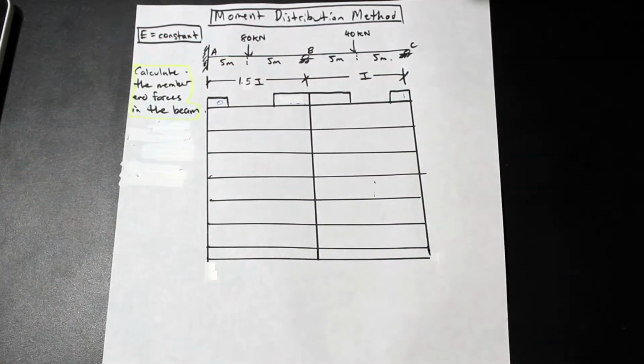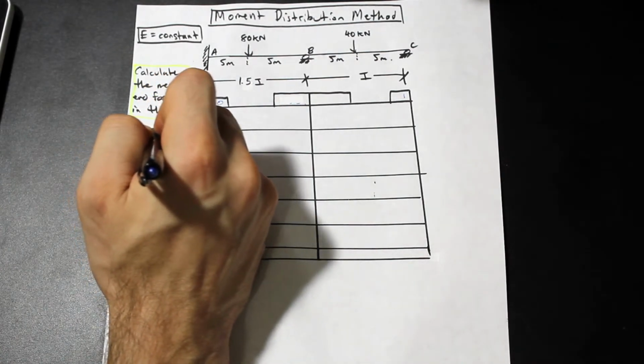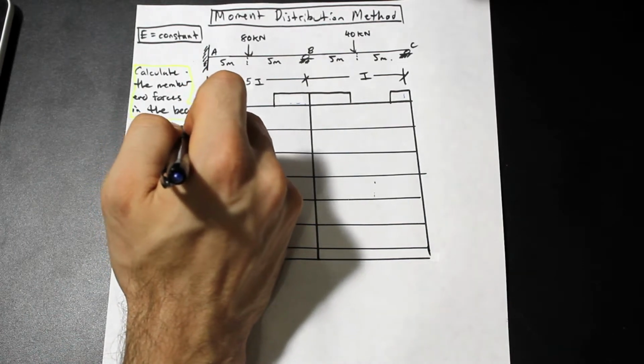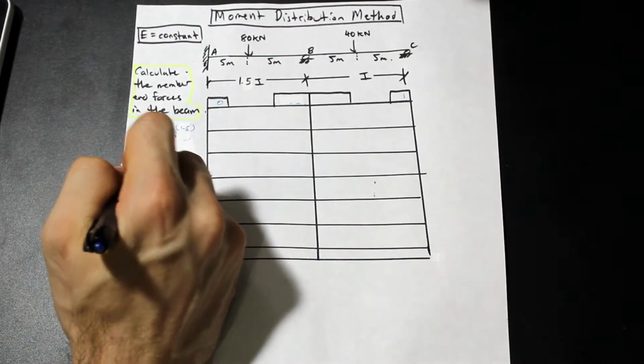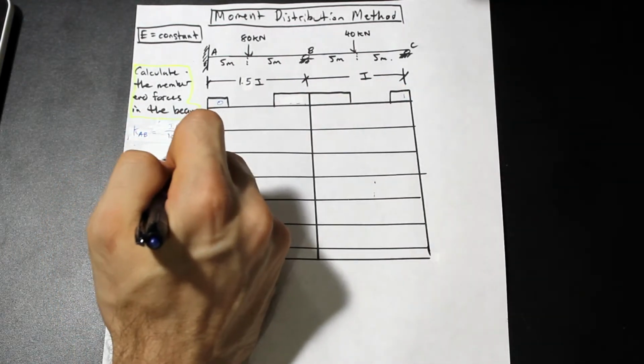So let's start by finding the k's. Okay, so we have our k factor for AB. Okay, that's simply 1.5 I over 10. And let's not forget the 1.5 on the numerator there. Okay, don't forget that. That's an easy mistake to make. And then we have K_BC of I over 10.